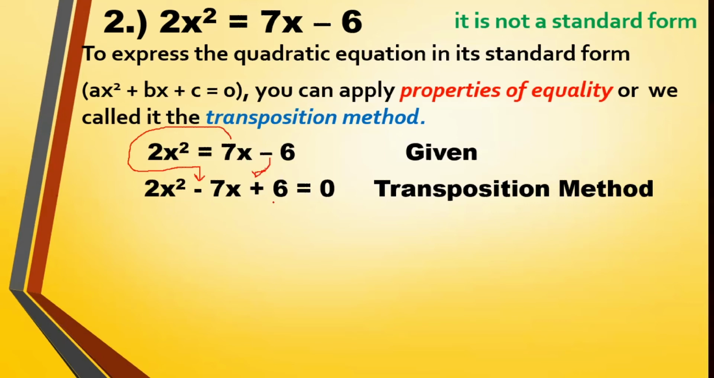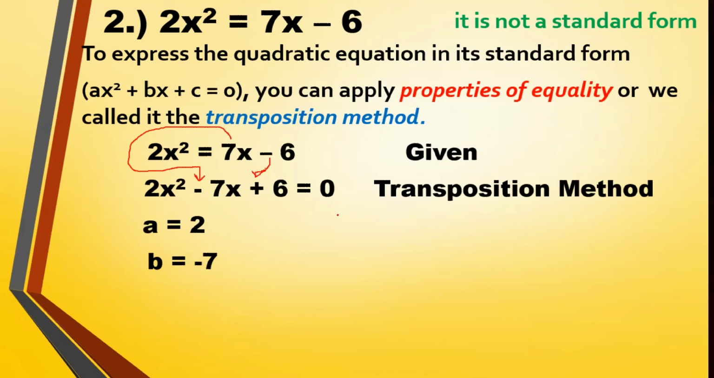Okay. So is it standard form already or not? Very good. It is standard form now. So if it is standard form, what is the value of A? 2. Very good. 2. How about the value of B? 7. Oops, we forgot something. Always do not forget the sign. So what is the value of B? -7. Very good. -7.